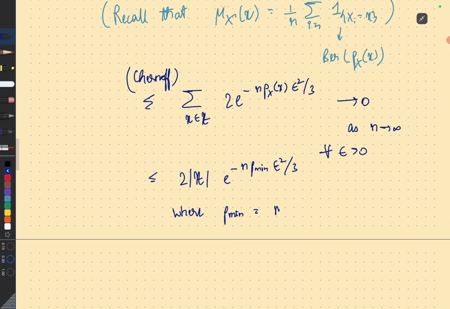Where P min is the min over all x of Px of x. And we're assuming that this quantity is strictly greater than 0. That's one of the reasons why I assume that all of the probabilities are greater than 0. If not, I just have to handle them separately. It just becomes inconvenient more than anything else. Nothing breaks down.